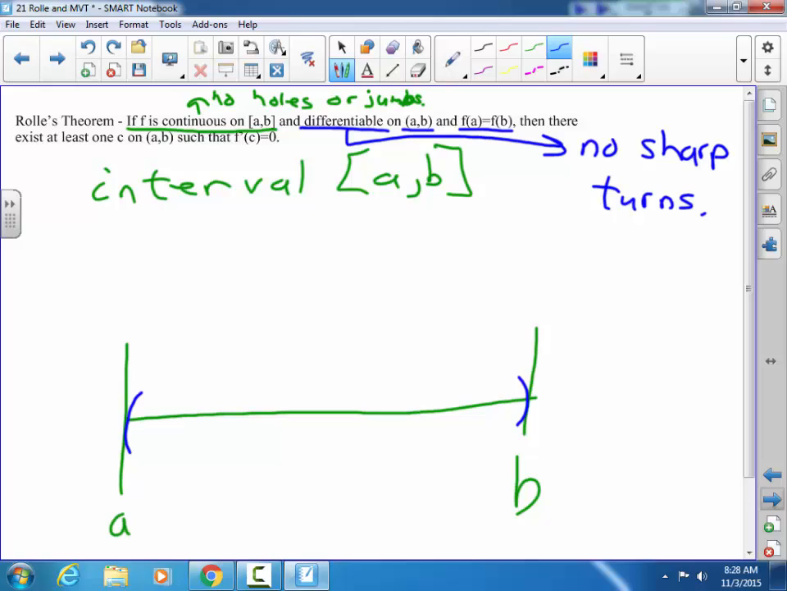The function value at A is the same as the function value at B. Before we even read the rest of it, let's take what we know. We know the A and B x values. We know the function value at B has to be equal to the function value at A. We know the function has to be continuous and differentiable.